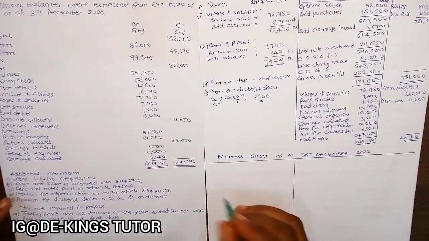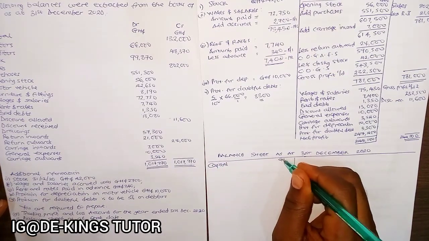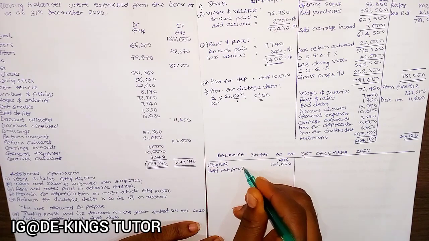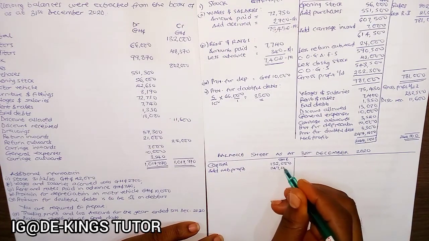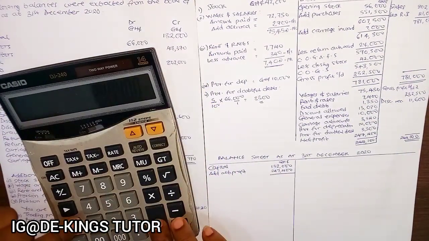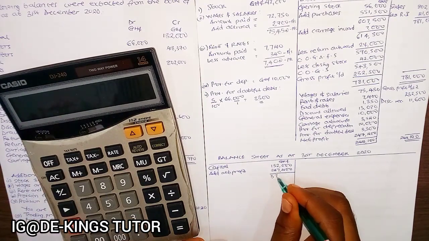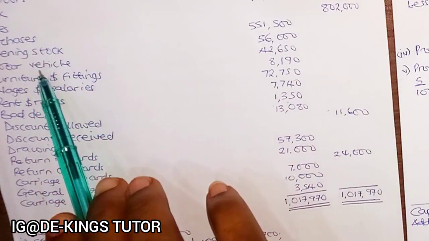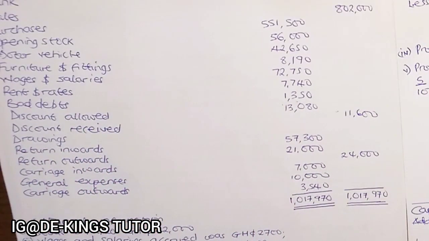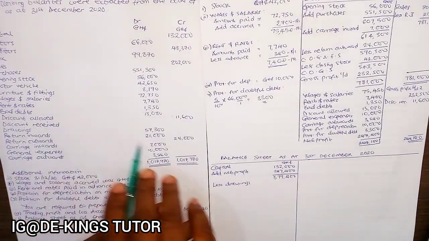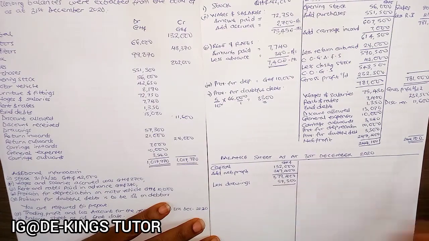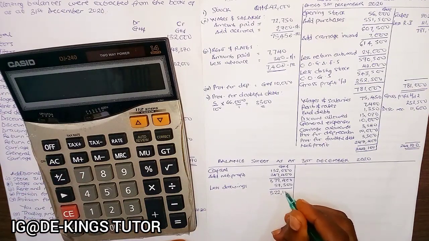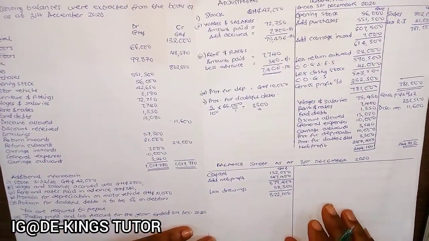So the next one is our balance sheet. We're going to start with capital, which is 132,000. Then we'll add net profit. What's net profit? 247,400. Okay, 247,400 plus 132,000 is 379,400. Now we'll check if there are drawings. There are drawings. When I say less drawings, here is 57,300. So 379,400 minus 57,300 is 322,100.